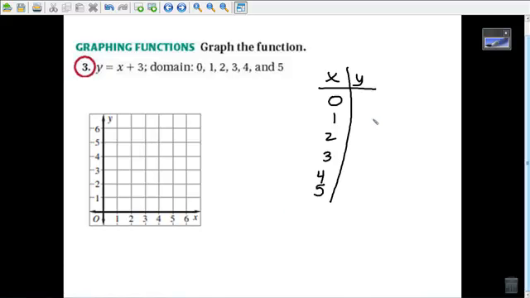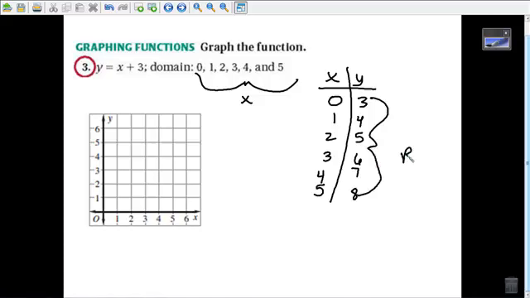And I personally don't care if you make a vertical table or a horizontal table. So these represent, remember, the x values. So they're simply going to take the place of the x over here in the function. So 0 plus 3 is 3. 1 plus 3 is 4, 2 plus 3 is 5, 6, 7, and 8. So there are the values for our table. We also know that these values right here, the outputs, are called the range.